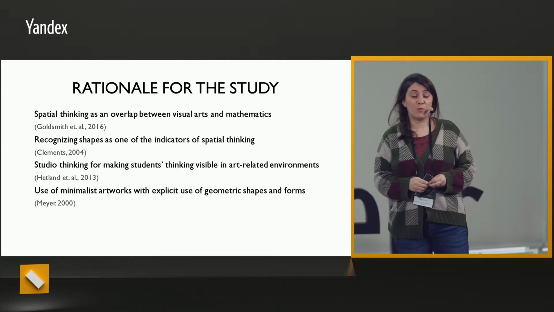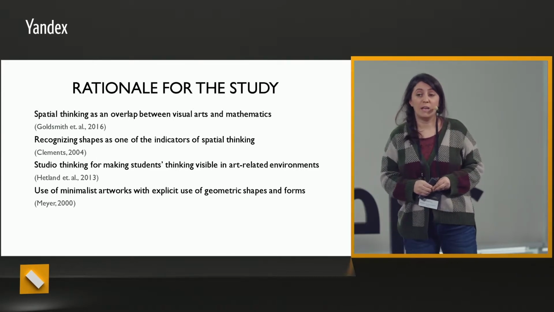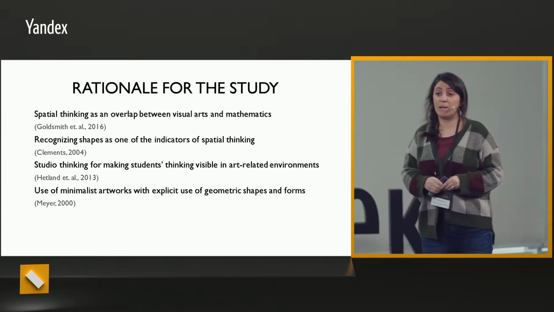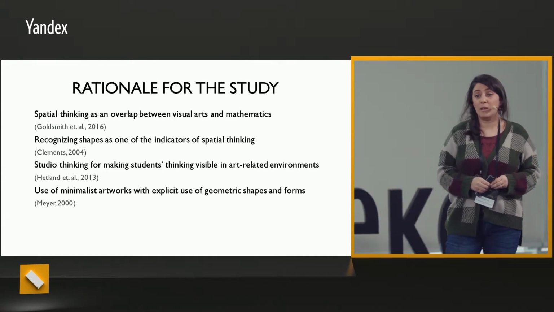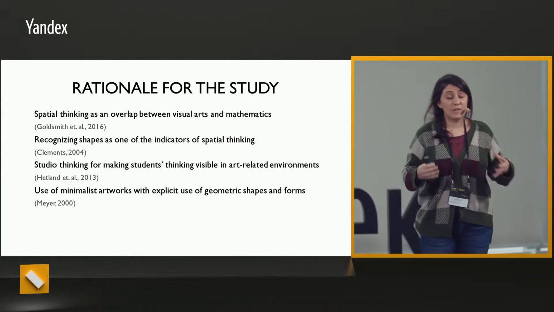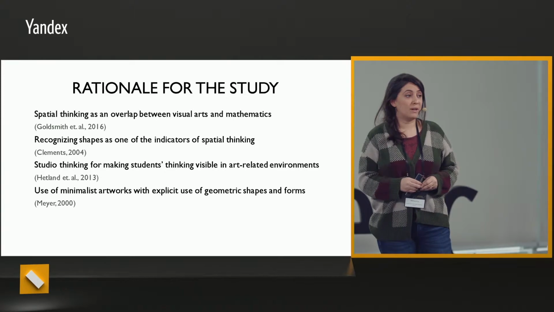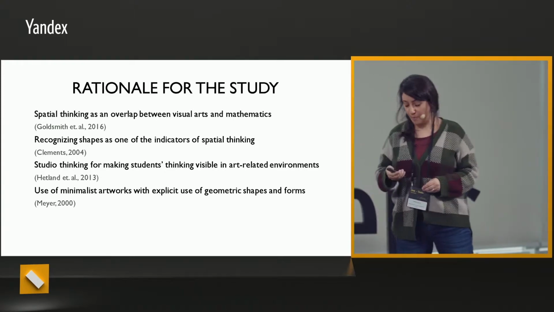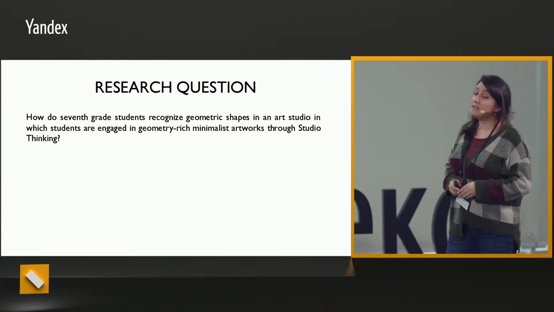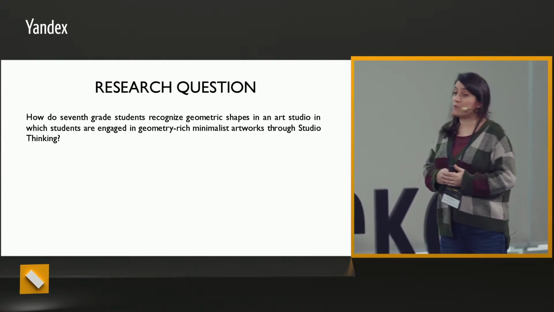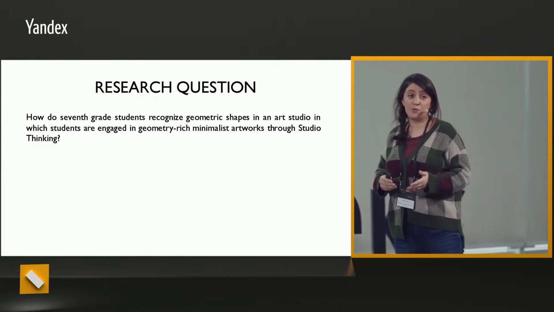The Studio Thinking framework was used, which is proposed in visual arts education. And we also made use of minimalist artworks, which could be considered as a visual art context with explicit use of geometric shapes and forms. And in this regard, we investigate 7th grade students' recognition of geometric shapes in an art studio in which students are engaged in geometry-rich minimalist artwork through studio thinking.